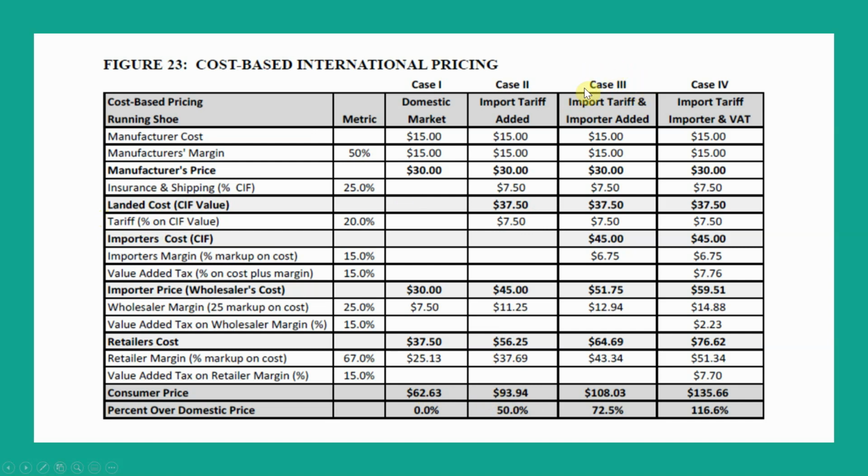In case 3, we add one more aspect. Importer's cost. It's CIF and their margin. Okay, so we add two numbers here. So the total consumer price is $108.03. Lastly, in case number 4, we add one more thing, value-added tax here.